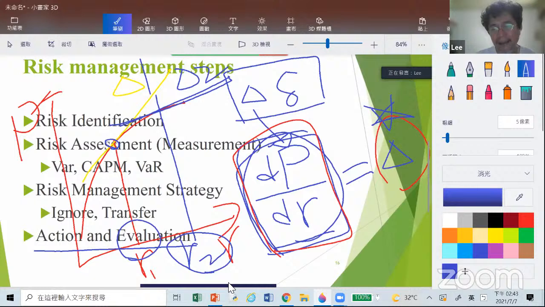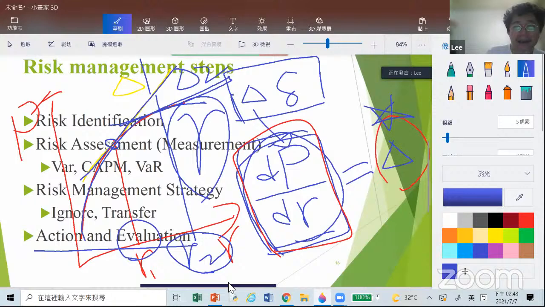Normally you have to care about not just delta. Delta is about the slope, and you also have to care about the curve. If you care about the curve, you have to know about gamma. So normally we also have gamma hedge, delta hedge and gamma hedge. But today I'm not going to discuss the detail. I just want to let you know why, after the action, we have to do the evaluation.